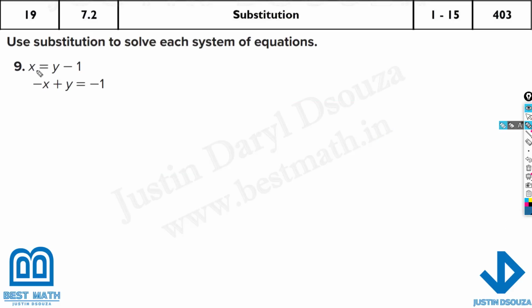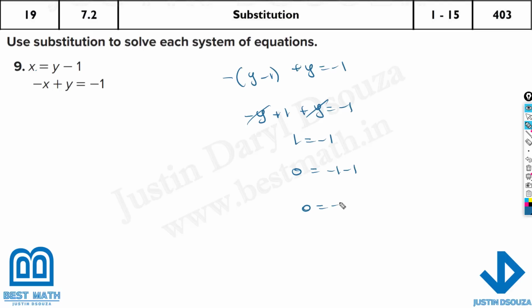Let's try this one. See, over here x is already equal to y minus 1. So I'll just substitute this y minus 1 in the below equation. So it's going to be minus, it's the minus for the entire x value, okay? So this is the thing, minus y minus 1 plus y is equal to minus 1. Multiply the minus over here, minus y plus 1 plus y is equal to minus 1. Now here, cancel. But what we are getting, 1 is equal to minus 1. Is this true? Or if you take this to the other side, 0 is equal to minus 2. Is this correct? No, it's false. So there is no solution.